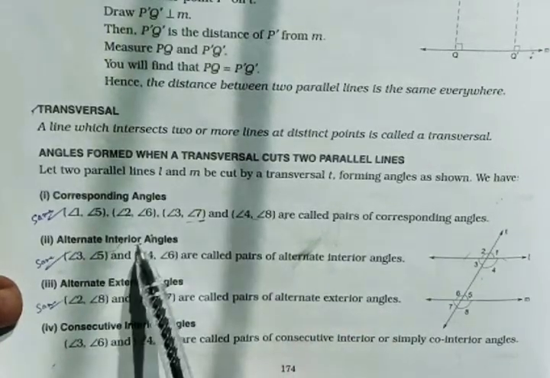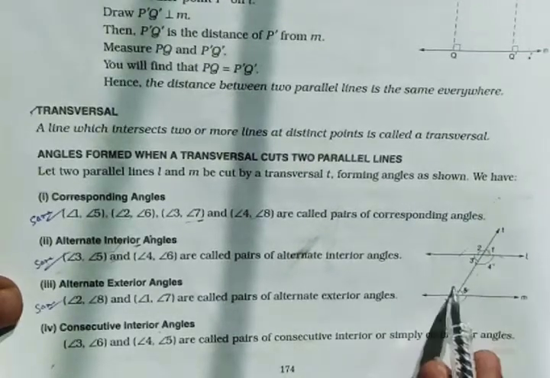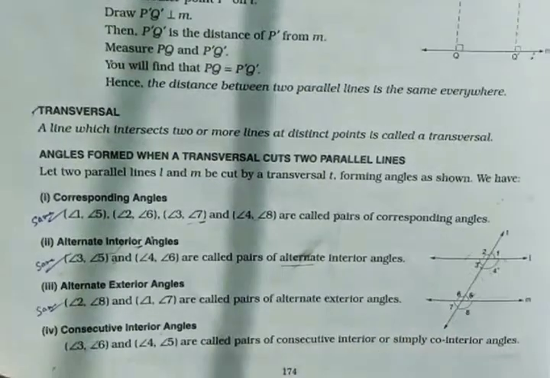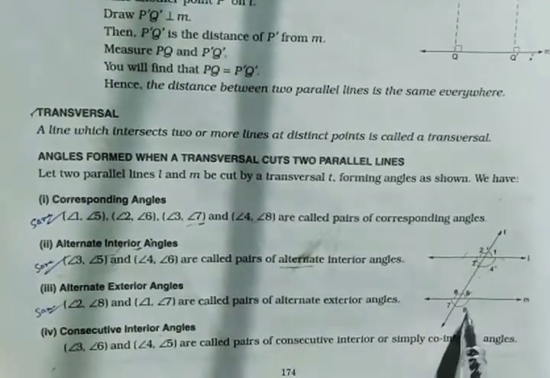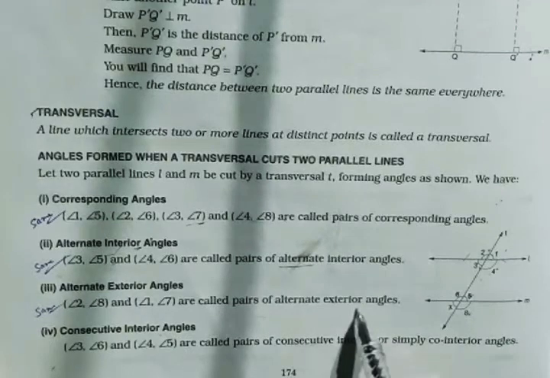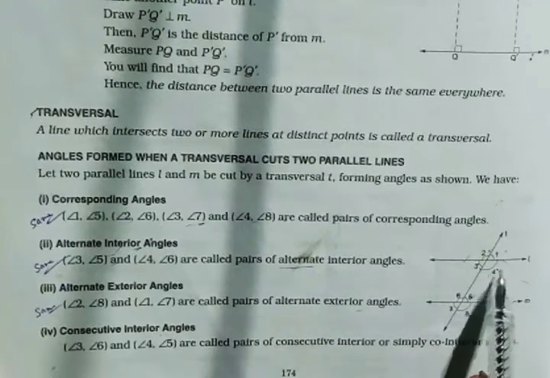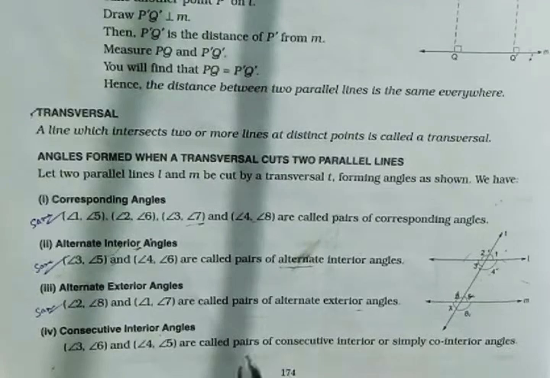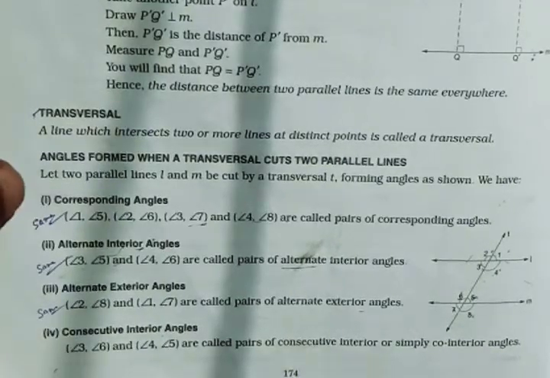Next, alternate interior angles: 3 and 5, and 4 and 6. These are the pairs of alternate interior angles. Next, alternate exterior angles: 2 and 8, and 1 and 7. These are the alternate exterior angles. Okay. Next, consecutive interior angles: 3 and 6, and 4 and 5 are the pairs of consecutive interior angles, or simply co-interior angles. Hope you are able to understand.